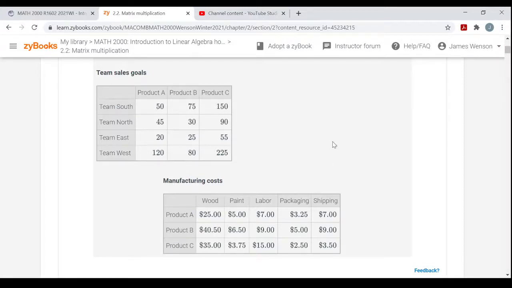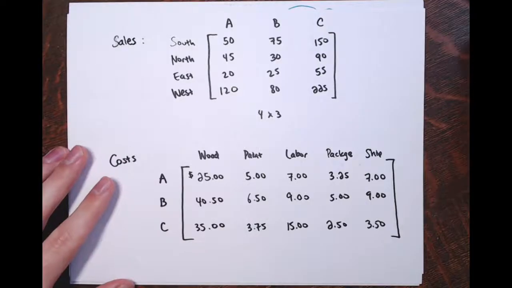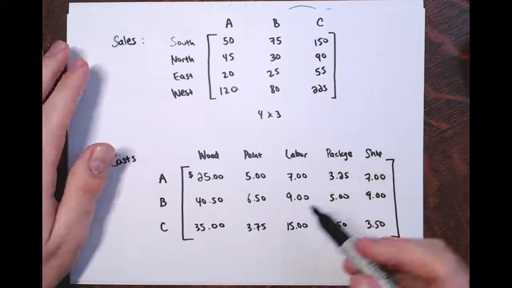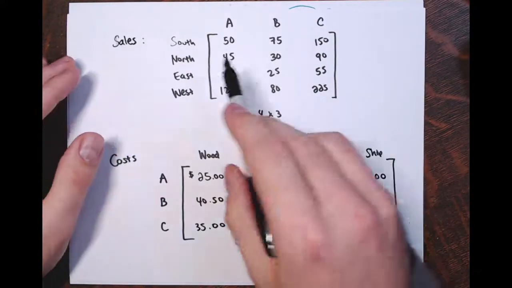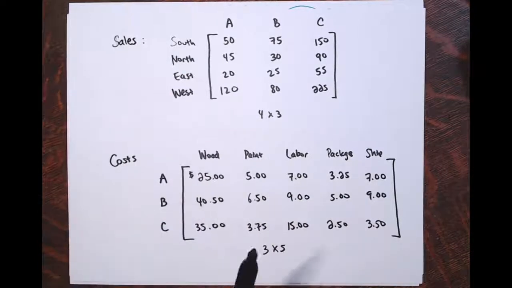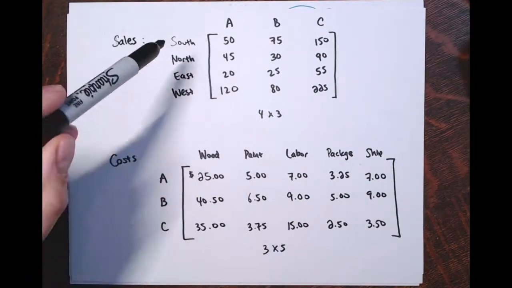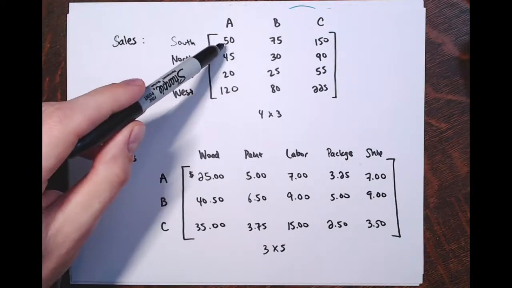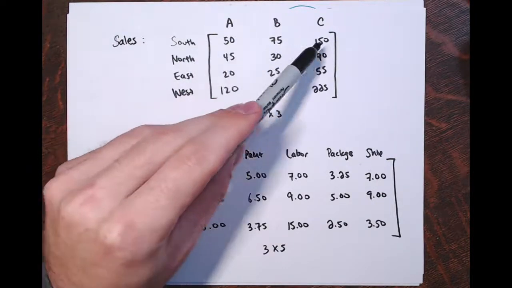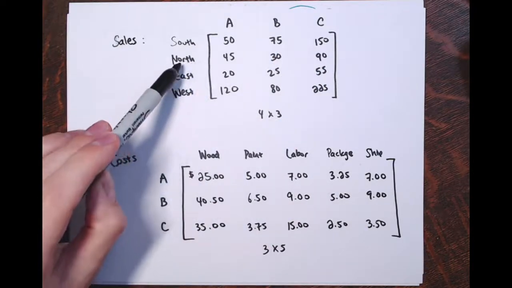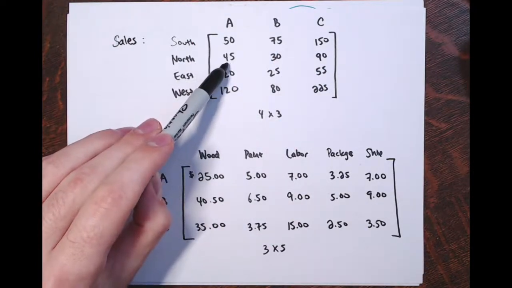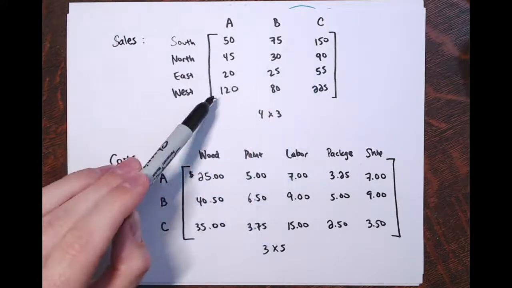So, what would it mean to multiply these? Now, there's only one way they could be multiplied. And what would that multiplication give us? So I'm going to write these out and show you. All right, I've written these matrices out. You have the matrix for the sales made, or it was sales goals, but let's just say it's sales made. Team South sold 50 of product A, 75 of product B, 150 of product C. Team North sold 45 items of product A, 30 of product B, 90 of product C, and so on.